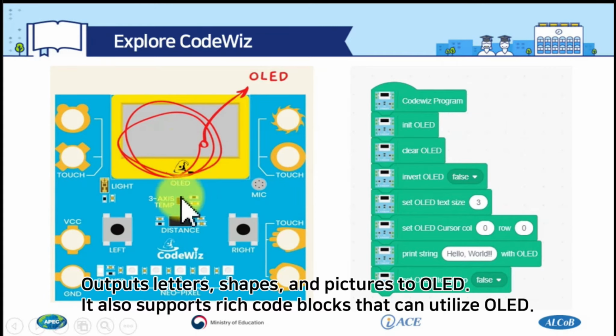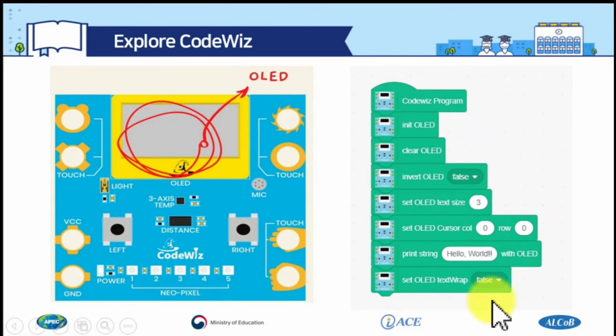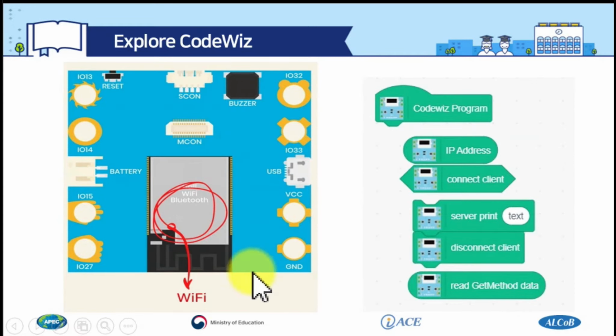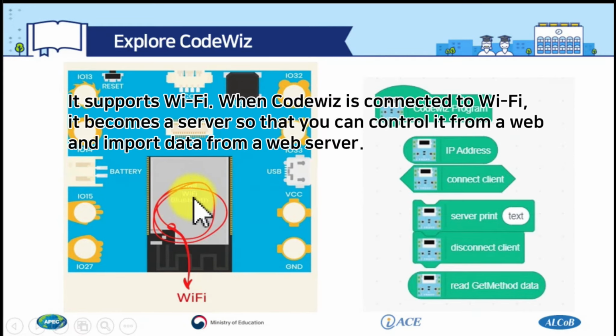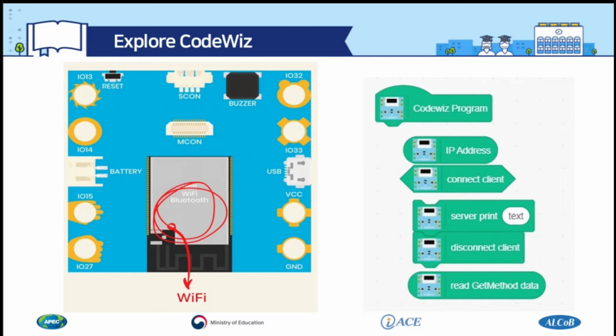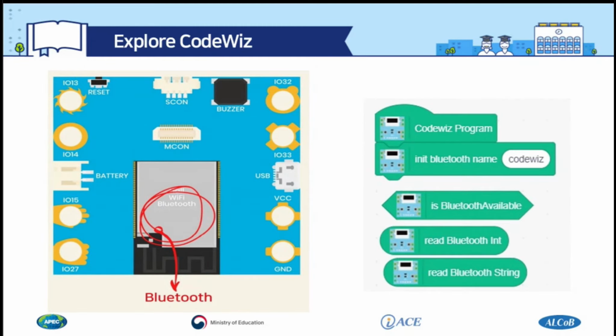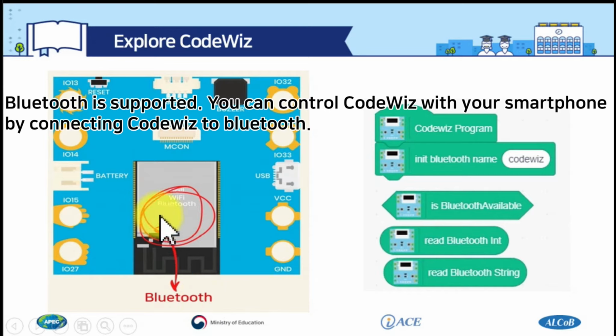Outputs letters, shapes, and pictures to OLED. It also supports rich code blocks that can utilize OLED. It supports Wi-Fi. When codewiz is connected to Wi-Fi, it becomes a server so that you can control it from the web and import data from web server. Bluetooth is supported. You can control codewiz with your smartphone by connecting codewiz to Bluetooth.